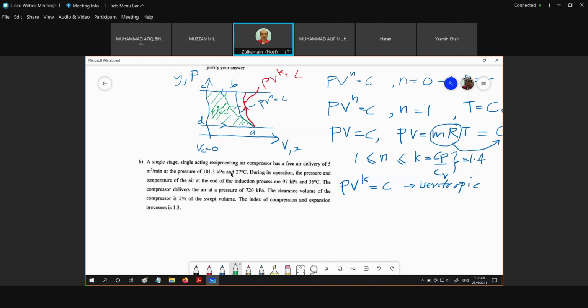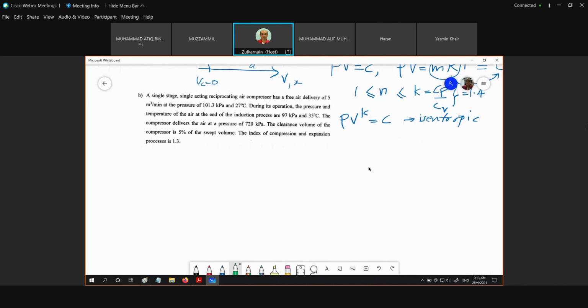1.013 kPa and 27 degrees C. During its operation, the pressure and temperature of the air at the end of the induction process are 97 kPa and 35 degrees C. The compressor delivers air at pressure of 720 kPa. The clearance volume of the compressor is 5% of the swept volume. The index of compression and expansion is 1.3.